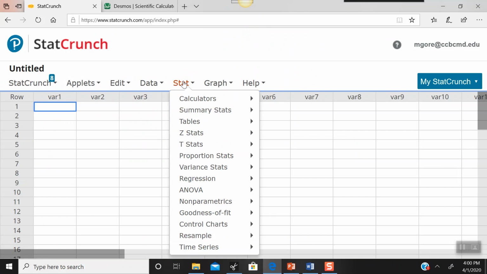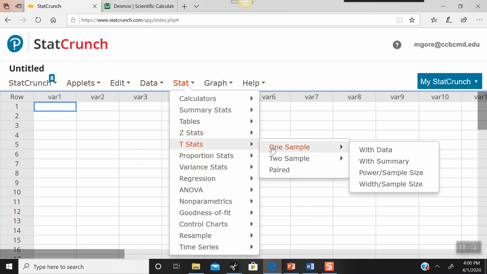So in StatCrunch, you're going to navigate to Stat, T Stats. The reason we're going to T Stats is because we'd like to use the t-distribution. When estimating means in my course, we use the t-distribution because oftentimes if we don't know mu, we don't know sigma either, and that puts us in a situation where we should use the t-distribution. T Stats, one sample, with summary. What we were told from the university was just this sort of summarization of what they found. They didn't have us look at the whole data set. If we had the whole data set, we would have chosen with data.